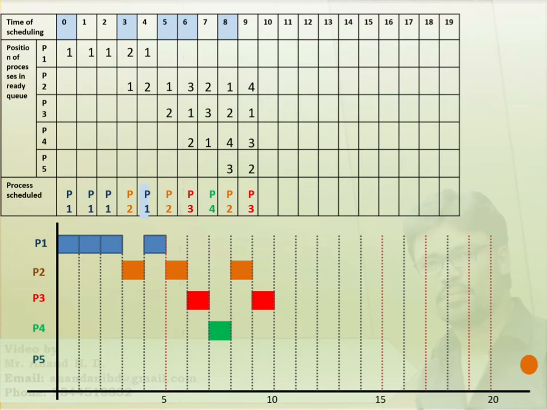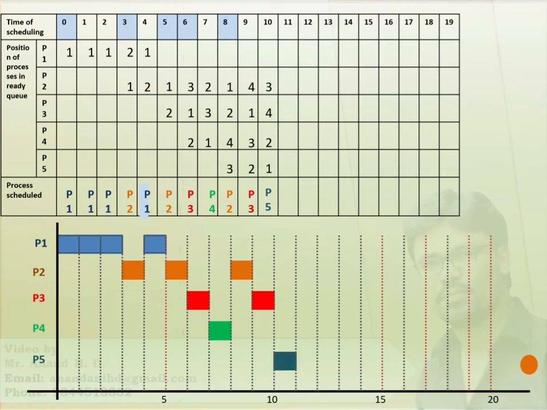Okay, at 10 time units again there will be 4 processes P2, P3, P4, P5 with P5 at first position, P4 at second position, P2 at third position and P3 at last, that is, fourth position. So P5 will be selected for scheduling and it will be executing from 10 to 11 time unit.